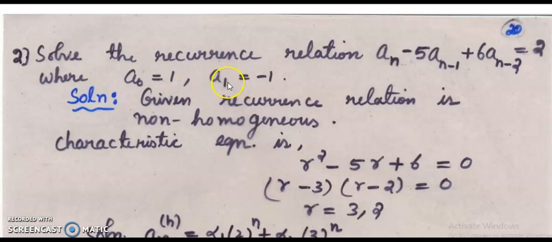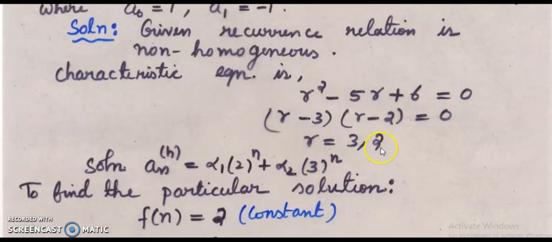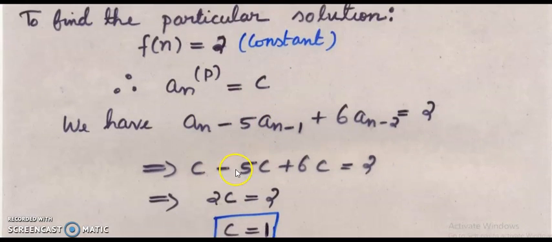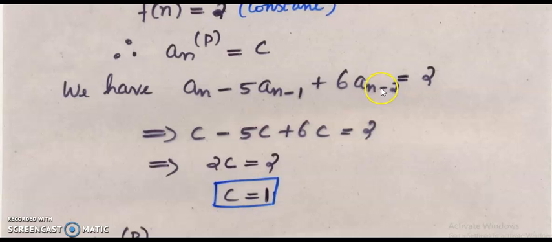So you can try this question on your own. Solve the recurrence relation a_n minus 5 a_(n-1) plus 6 a_(n-2) is equal to 2, with a0 is 1, a1 is minus 1. Here, since there is n minus 2, you will get the order as 2. So you have to start with r squared; you get the roots. Then f(n) is 2, so a_n is c. Substitute it, no change, c.